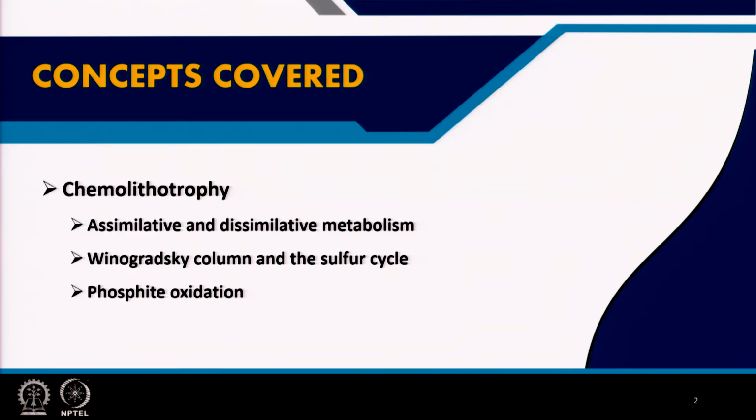Okay, so in this particular lecture, we're going to look at chemolithotrophy after having seen phototrophy. Chemolithotrophy is a very large part of the metabolic diversity that we're going to be looking at. I will first define assimilative and dissimilative metabolism, and then we will take a look at the Winogradsky column, the sulfur cycle, and phosphite oxidation, which is also part of the sulfur cycle.